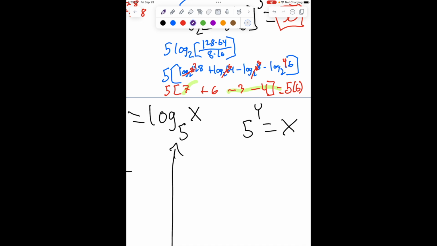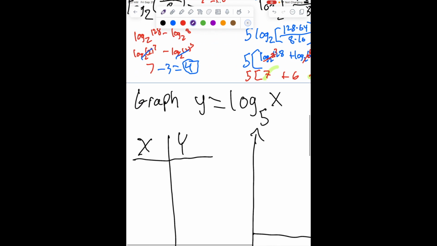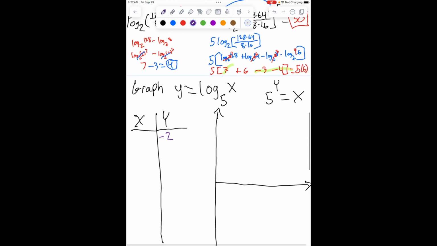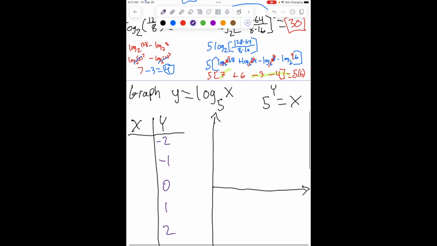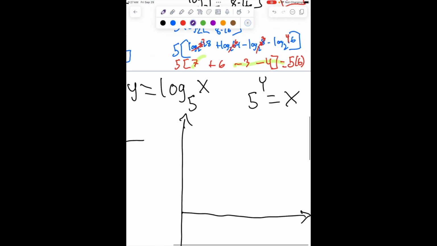And so what I'm going to do is pick some values for my y value so that I can determine what the x is and then potentially graph that. So 0, 1, and 2. Again, I'm looking right here at 5 to the y equals x.